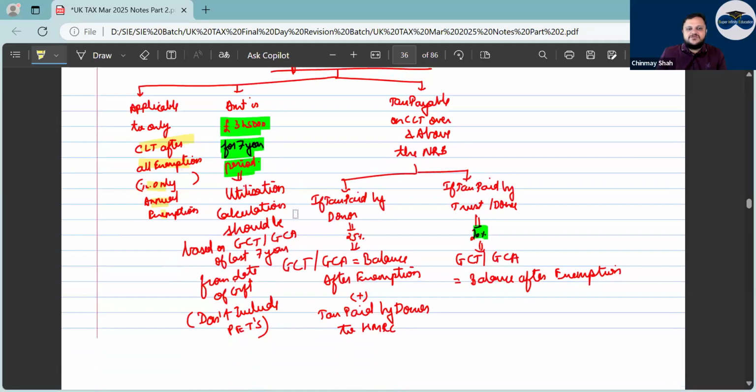Utilization calculation should be based on GCT or GCA of the last 7 years. What is GCT or GCA? Tax payable on CLT over and above the NRB. Tax paid by donor, 25% will be the rate. If tax is paid by trust or donee, it will be at 20%. GCT or GCA in this case will be the balance after exemption plus the tax paid by donor. GCT or GCA in case of donee will be the balance after exemption.